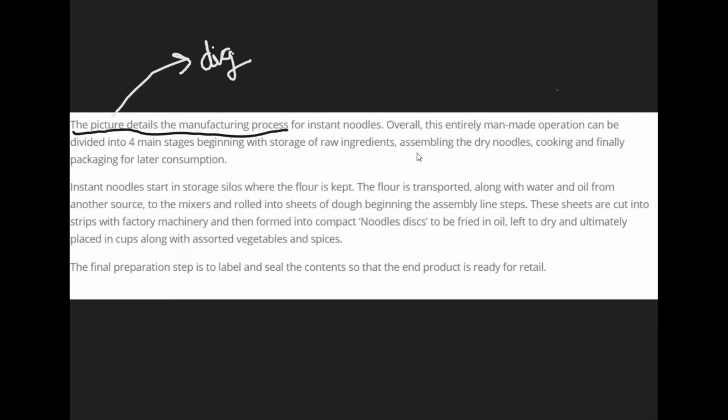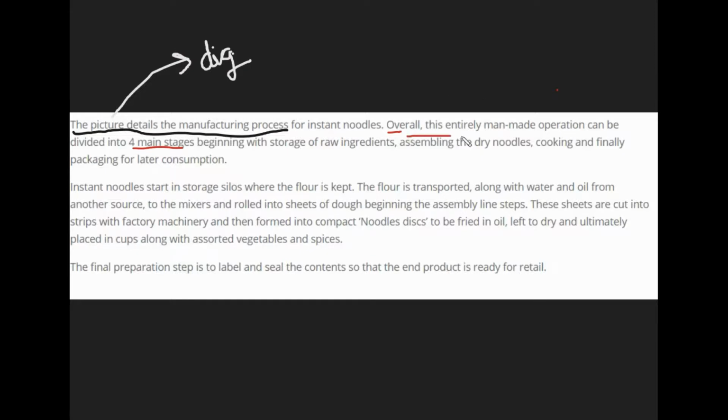So then it comes overall this entirely man-made operation. Now what this is? It's a man-made operation, can be divided into 4 main stages. Now as I have mentioned earlier, today I am saying that it's really very important that you give an overview. Since it was a bit short, I have given the overview with the heading itself. So I have written overall. Now it's very clear from the diagram that in total it has 8 steps, right? But you cannot write the entire 8 steps in your overview. So what you have to do is shorten them up, right? Now how I have written, I'm going to tell you.